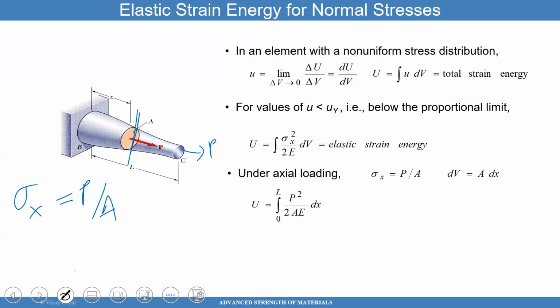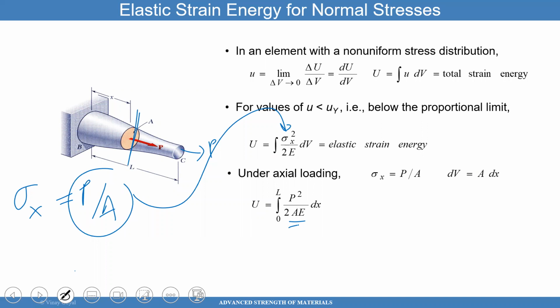But I can then plug P over A into the strain energy equation that I had just derived earlier. And when I do that, I get P squared over 2A E. I think you can all see that that occurs. Does that make sense, this equation here? Yeah? There's many ways to get this equation.